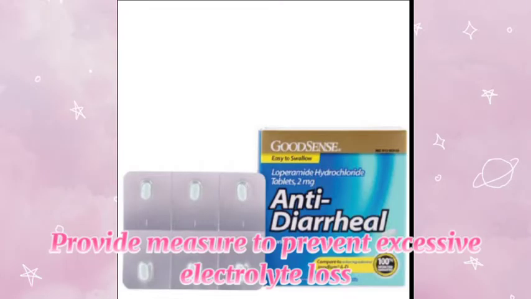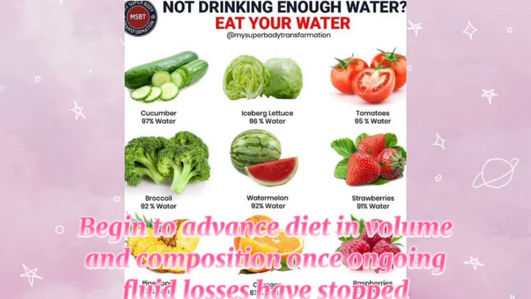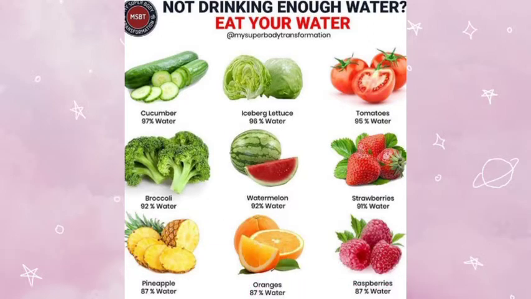Sixth, provide measures to prevent excessive electrolyte loss, for example, resting the GI tract and administering antipyretics as ordered by the physician. Fluid losses from diarrhea should be concomitantly treated with anti-diarrheal medication as prescribed. Seventh, begin to advance the diet in volume and composition once ongoing fluid losses have stopped, because the addition of fluid-rich foods can enhance continued interest in eating.